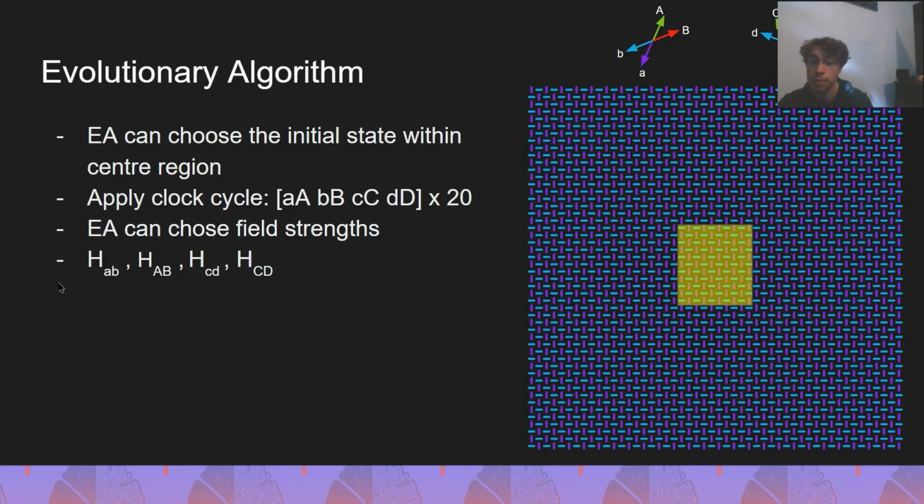And so we're going to fix this clock cycle, but we will allow the EA to control the field strengths that are applied. And so we have 4 different field strength parameters. For example, H, small a, small b, controls the field strength of the small a and the small b fields, and so on for the other 3. And so in this way, we parameterize our 8 fields with 4 parameters. And so if there's one field the EA doesn't want to apply, it can just choose a very low field strength for that particular field.